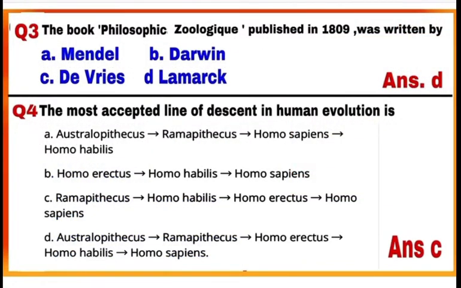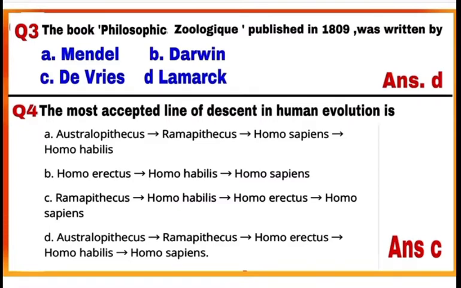Question number 3. The book Philosophie Zoologique, published in 1809, was written by Lamarck, in which he outlined his pre-Darwinian theory of evolution, that is, inheritance of acquired characters. Question 4. The most accepted line of descent in human evolution is.